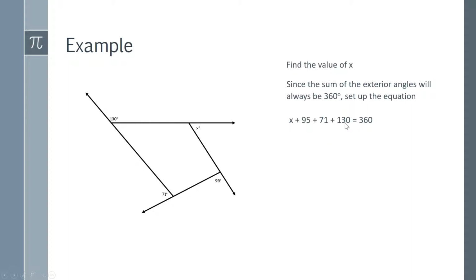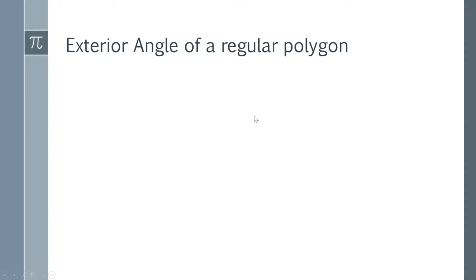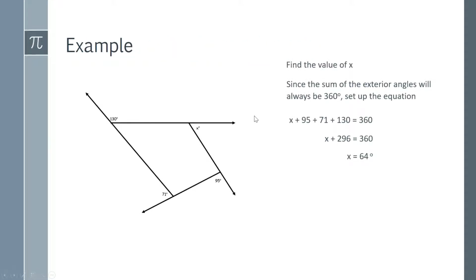So we're going to combine these like terms right here. That's going to give us 296. And remember, we had to do an inverse operation here to solve this one-step equation. So I'm going to subtract 296 from each side, and that's going to give us that x is 64. So that's one of the applications you're going to have to do in the assignment.